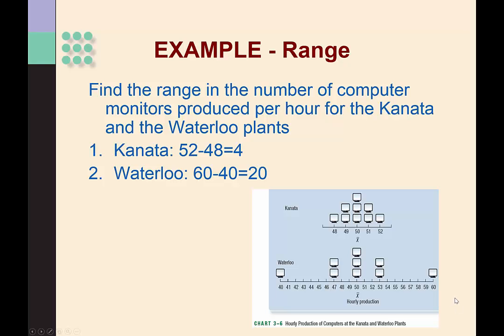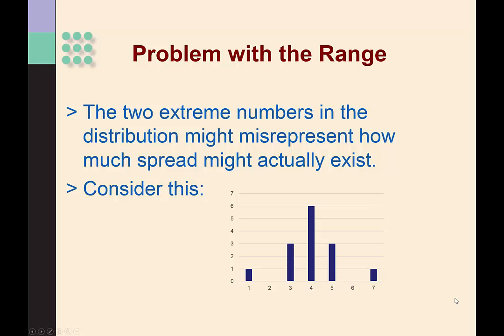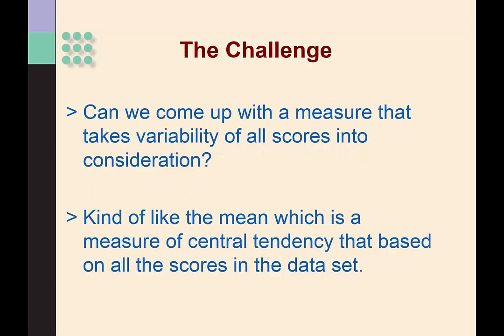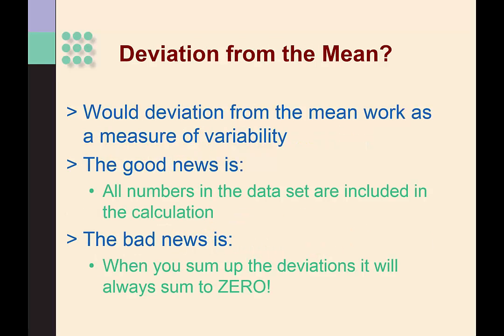But in most situations, the range does not provide an accurate reflection of variability in a data set. Take, for instance, this example. Here we have two extremes at 1 and 7, yet all the other values in this data range between 3 and 5. So here's the challenge. Can we come up with a measure that takes variability of all scores into consideration? Kind of like the way the mean works, where all values of the data set are used to calculate the mean. Would deviation from the mean work as a measure of variability?